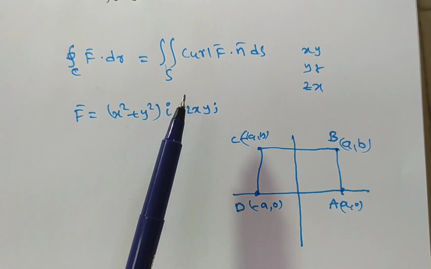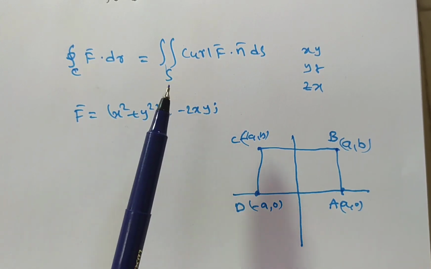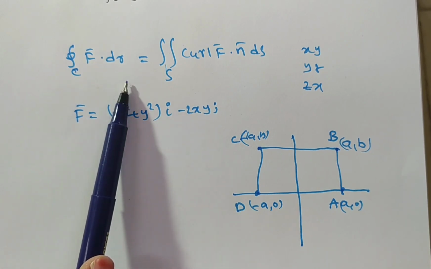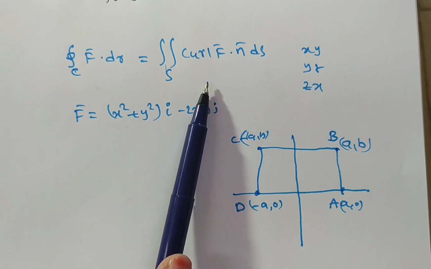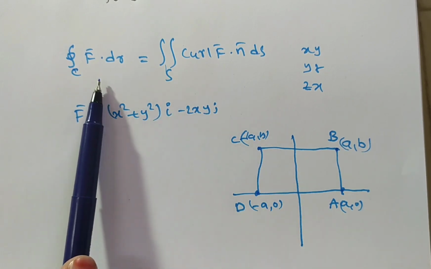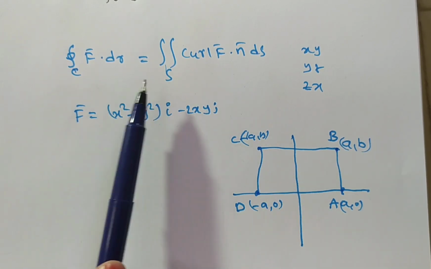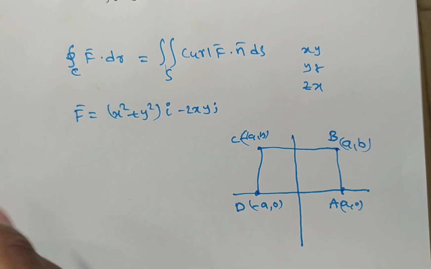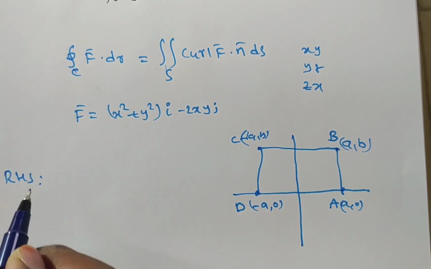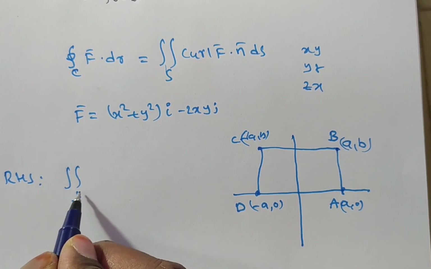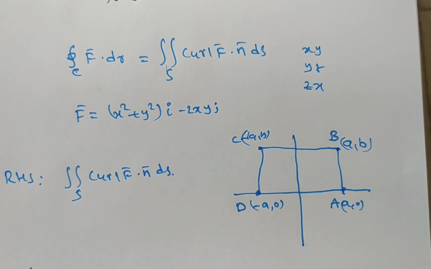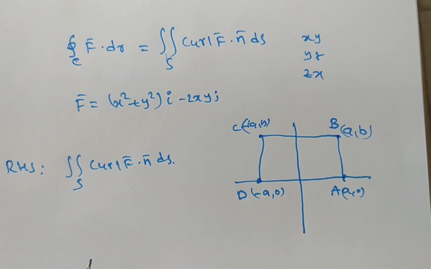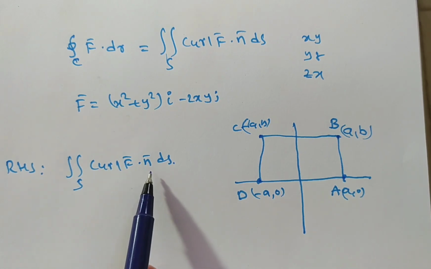Sometimes they may give the problem as evaluate integral f bar dot dr bar, and then it is enough to find out the RHS part. If it says verify, then the LHS part also we have to do, and prove both are equal. Now coming to the RHS part, we have curl f bar dot n bar dS. Do you know f bar? Yes. Now we need to find curl f bar and n bar.